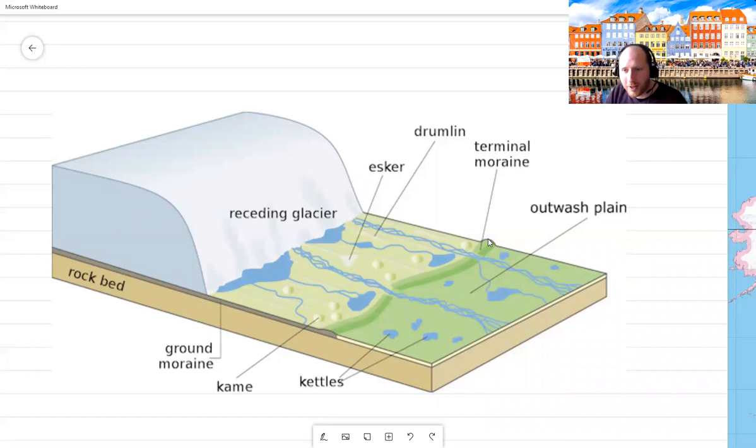We've also got eskers, which are low hills that are left behind, deposits of, no, sorry, drumlins. They're the deposits. Eskers are grooves in the ground that have been cut out by the glacier as it moves. Oh, here we go. Drumlins are hills that are left, deposits of stone or soil that are left behind when the glacier retreats. Same with these kames here.